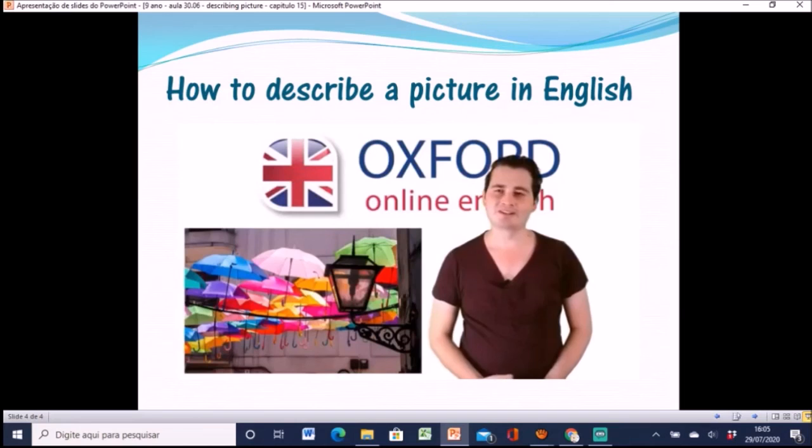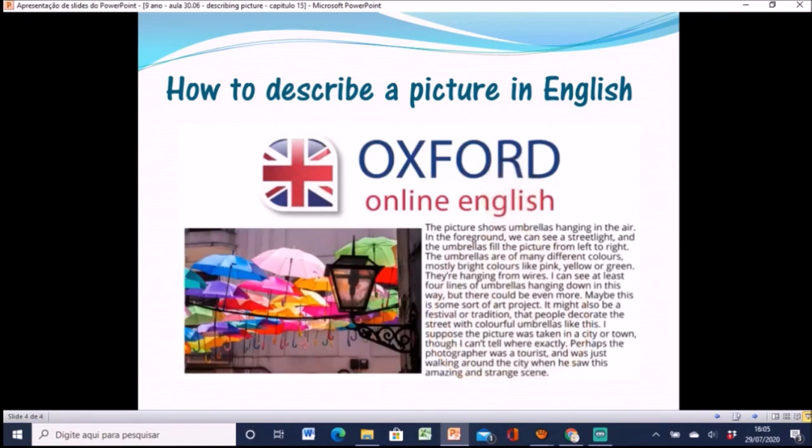Let's do one more example together. The picture shows umbrellas hanging in the air. In the foreground, we can see a street light, and the umbrellas fill the picture from left to right. The umbrellas are of many different colors, mostly bright colors like pink, yellow, or green. They're hanging from wires. I can see at least 4 lines of umbrellas hanging down in this way, but there could be even more.